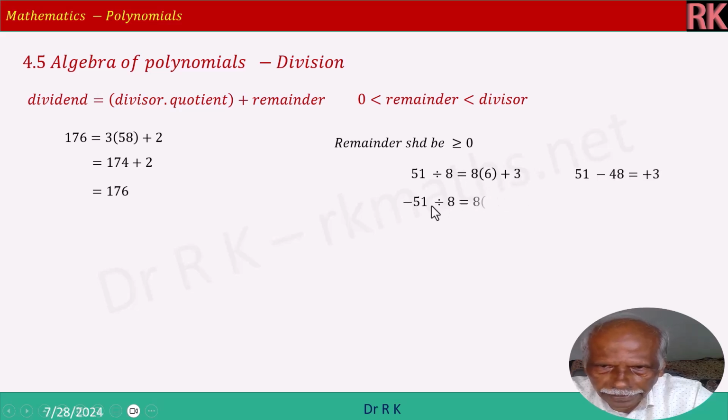Now suppose I take minus 51 divided by 8. Then I should not take 8 into minus 6. It is 8 into minus 7 plus 5. Therefore divisor is 8 and remainder is 5, less than 8 and greater than 0. Right? Minus 51 minus of minus 56 is plus 5. Therefore 5 is the remainder and minus 7 is the quotient.